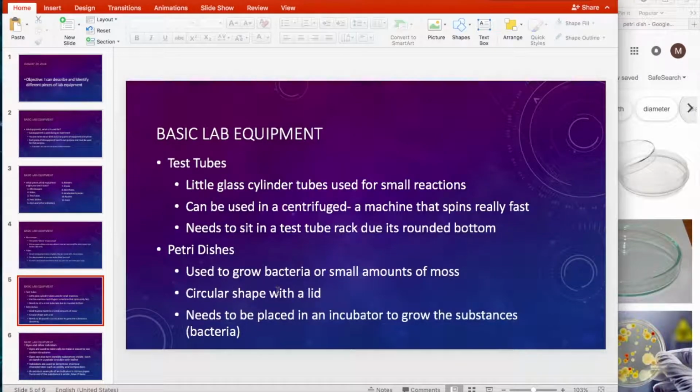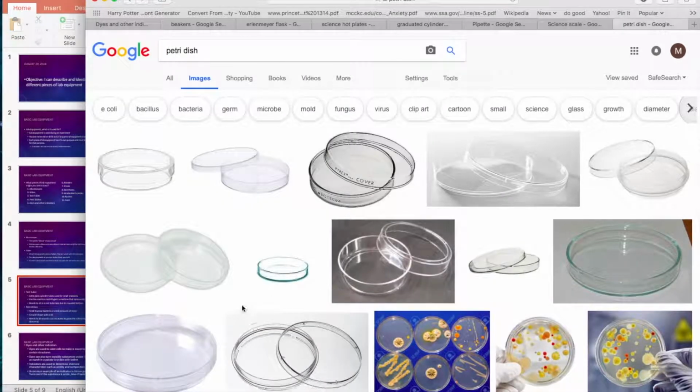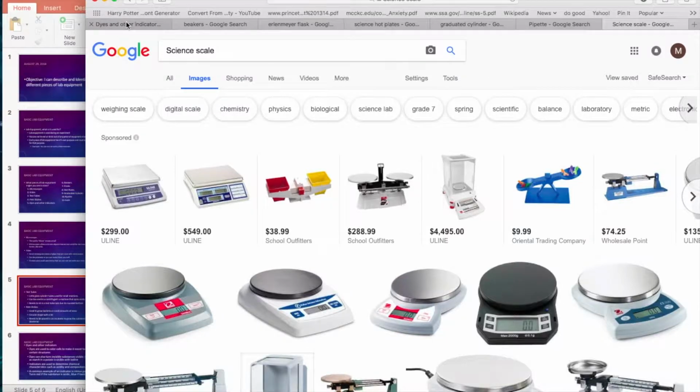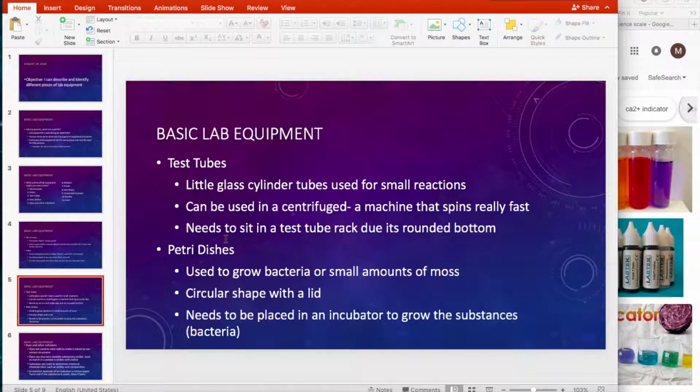Petri dishes are used to grow bacteria or small amounts of moss. They are circular in shape with a lid, and if we're using them to grow bacteria, they usually need to be placed in an incubator to grow that substance. So here is a petri dish. These are all petri dishes, and here's where they grew some kind of bacteria inside them. Okay, now I'm ready to move on. If you need to pause to finish up writing about test tubes or petri dishes, please do so now.